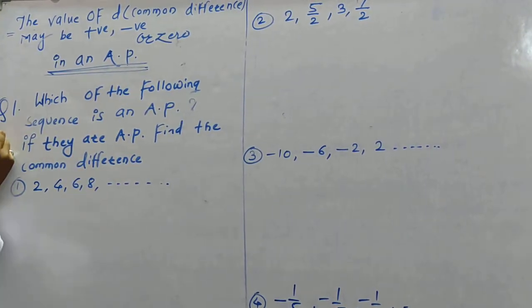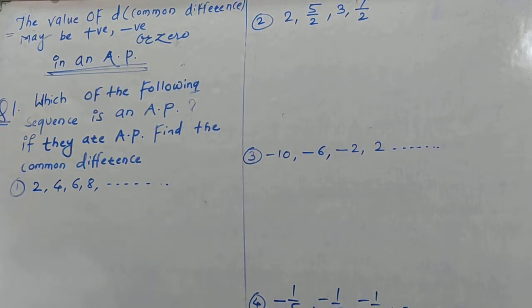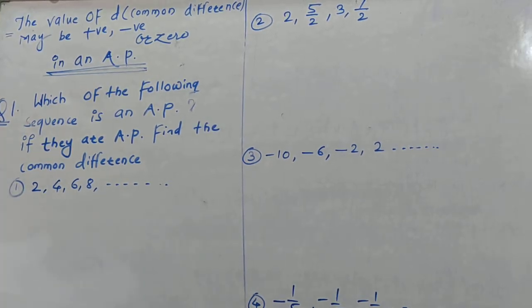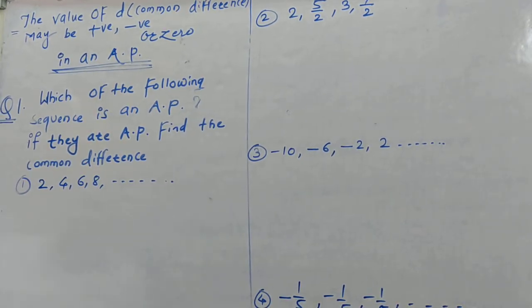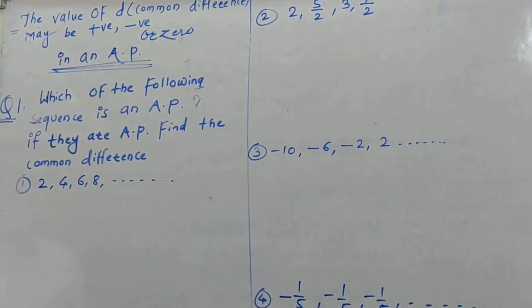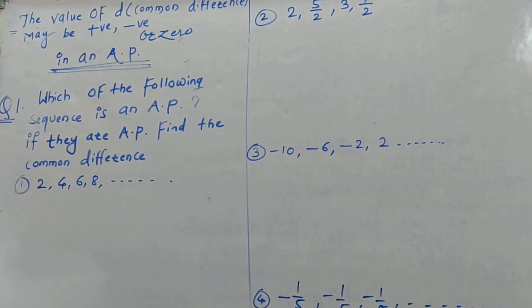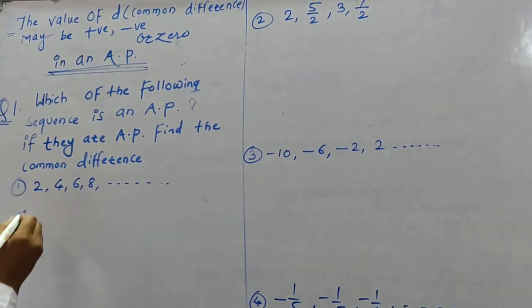Now here one question is given. Which of the following sequences is an AP? If they are AP, meaning arithmetic progression, find the common difference. Now we have to see whether they are arithmetic progression or not. Now see here, terms are given.